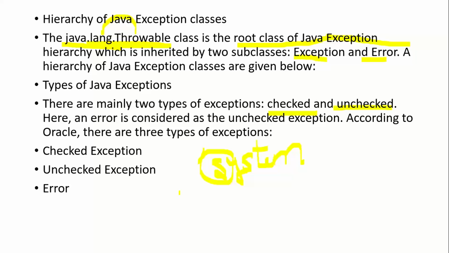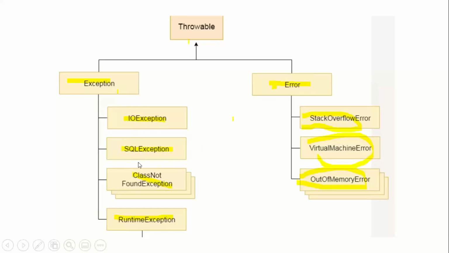Unchecked exceptions are those which occur at runtime, and that is what we actually handle. These errors, like IOException and SQLException, are all runtime exceptions or unchecked exceptions. All these come under your unchecked exceptions. These have to be handled using this exception handling mechanism.